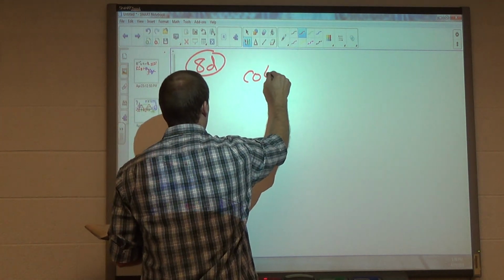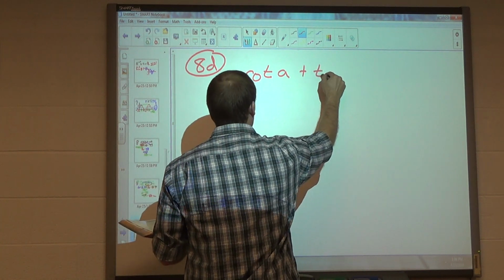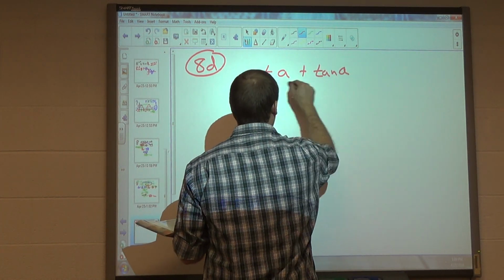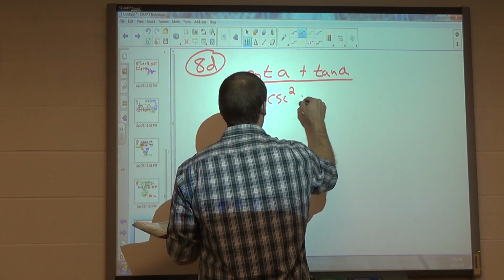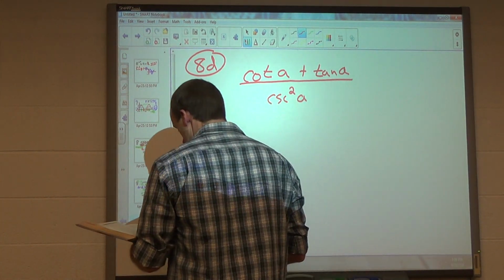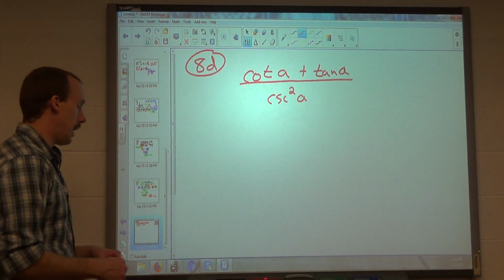8D, we have cotangent of A plus tangent of A over cosecant squared of A. What are our thoughts? Probably two things you can do from this. Convert them, let's do that, yep.